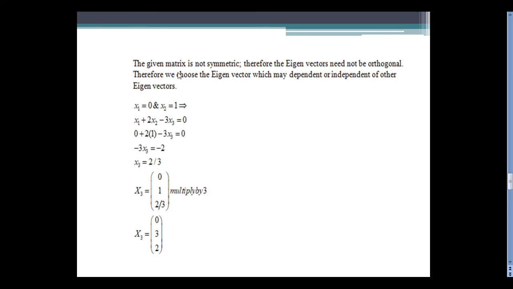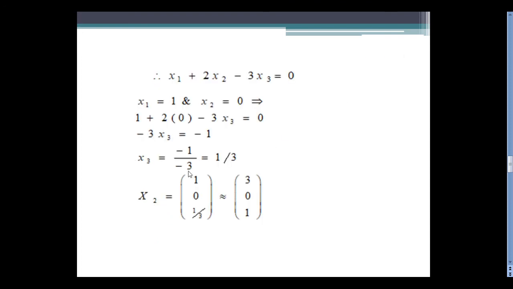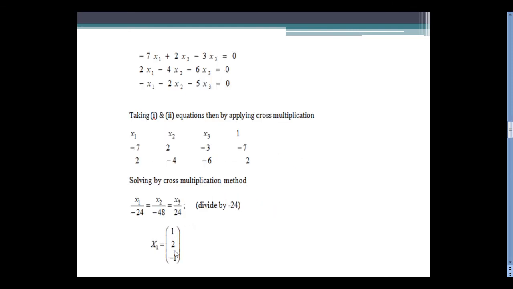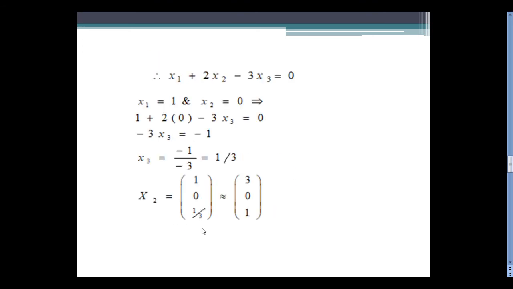Now, since the given matrix is not symmetric, here the eigenvectors need not be orthogonal. What is the orthogonal condition? x1 transpose into x2 equal to 0. For a symmetric matrix it should be orthogonal, but for a non-symmetric matrix it need not be orthogonal. So here we can check. Our first vector is 1, 2, minus 1, into 3, 0, 1, when you multiply, we are getting not equal to 0. So it is not orthogonal, and need not be orthogonal.